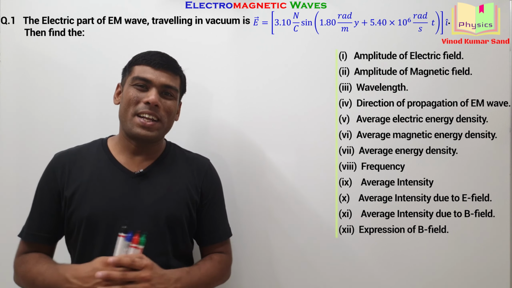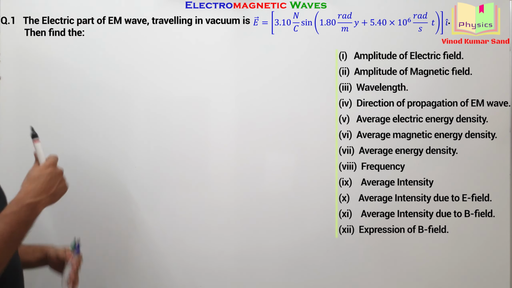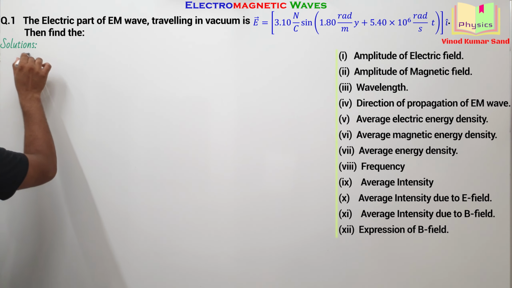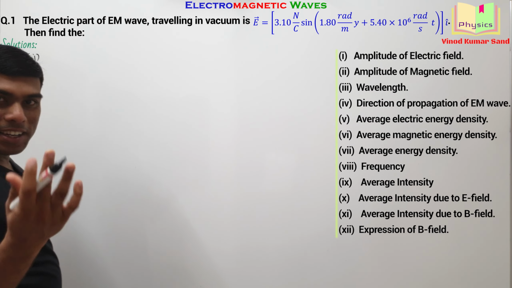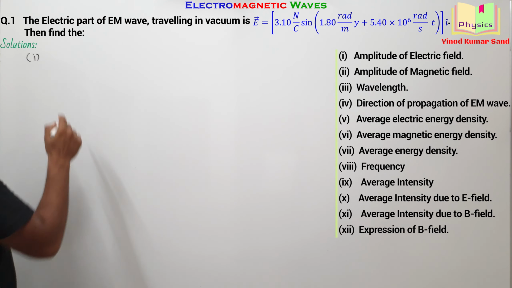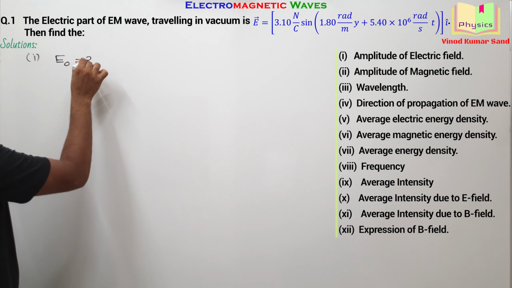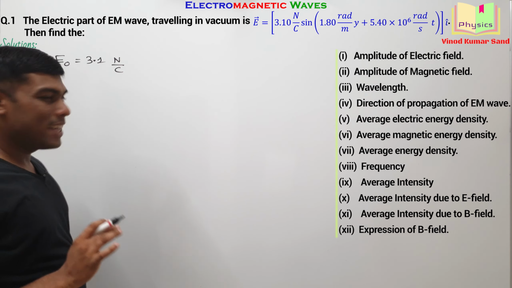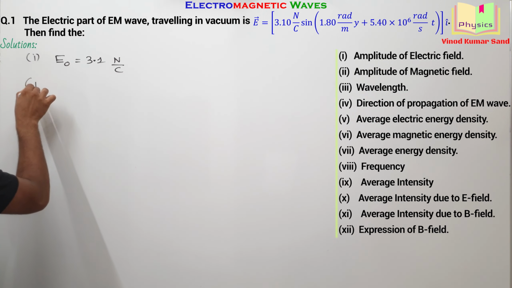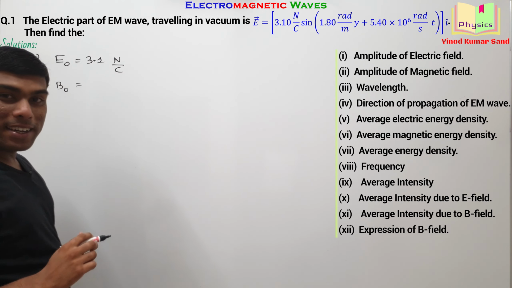I hope you are done with your calculations. The calculations are pretty simple. So I'm starting the solution here. First part, we require the amplitude of the electric field. If we pay attention to the equation, we can directly say that E naught is equal to 3.1 Newton per coulomb. Okay. Second part is asking us for B naught, the amplitude of the magnetic field.